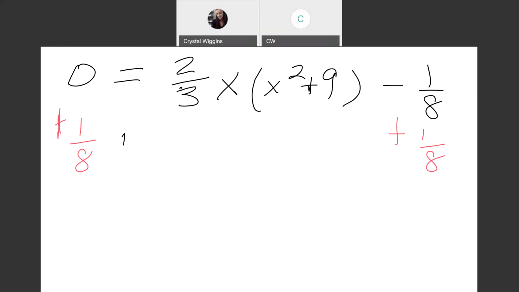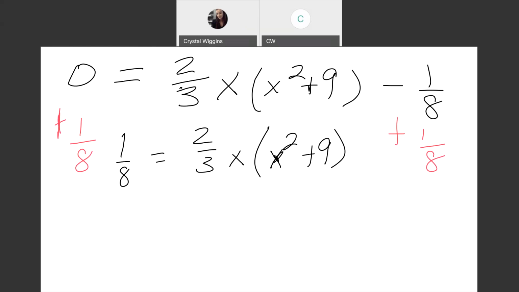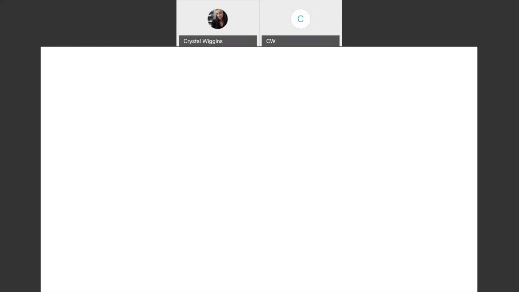And so we have 1/8 is equal to 2/3 x times x squared plus 9. Missing something? Oh, I know what I did wrong now. Oh, goodness. Okay. You guys would have caught this for me in class.